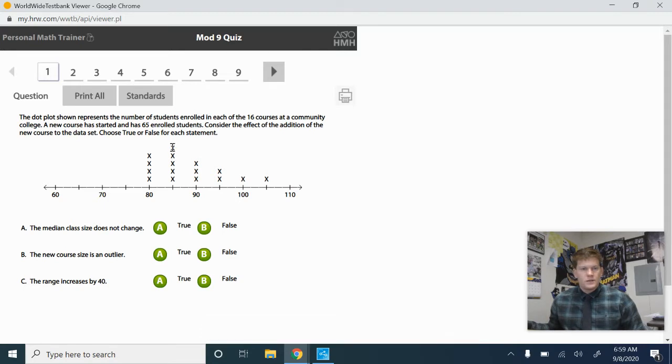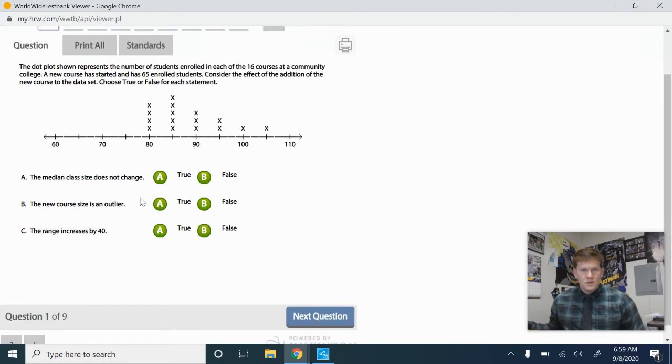We're looking at number 1 here. We have this dot plot. Looks like we have a bunch of 80s, a lot of 85s, 90s, 95s, 100, and then a 105. That's 16 dots, which correspond to 16 courses at a community college. A new course started and has 65 enrolled students. So this new dot, 65, is going to go all the way down here. Consider the effect of this new course on the rest of our data. So it says the median class size does not change.